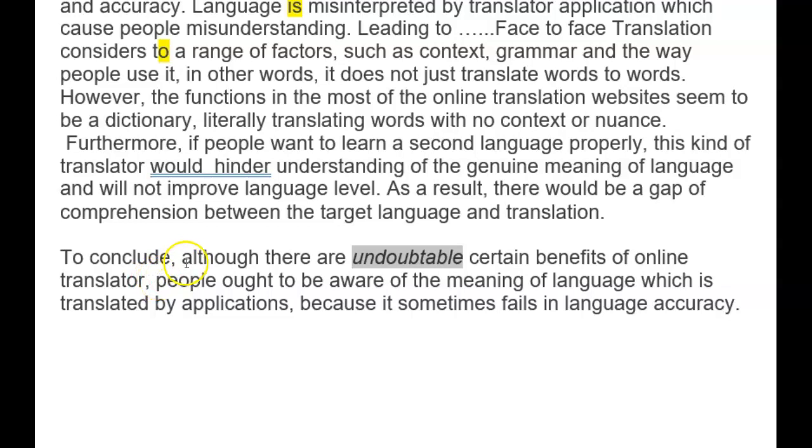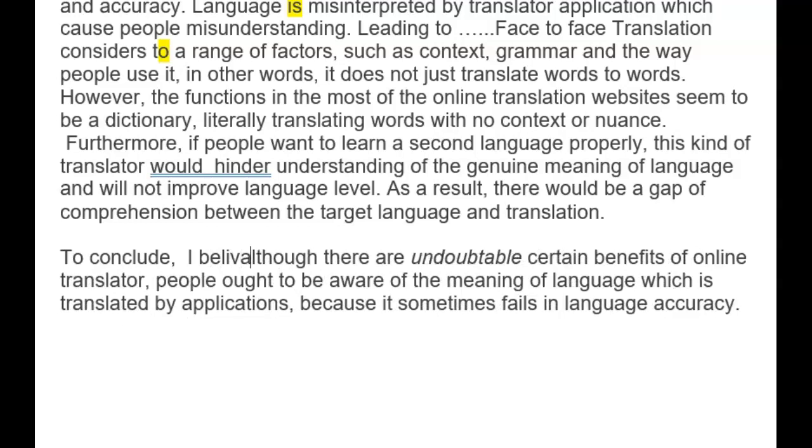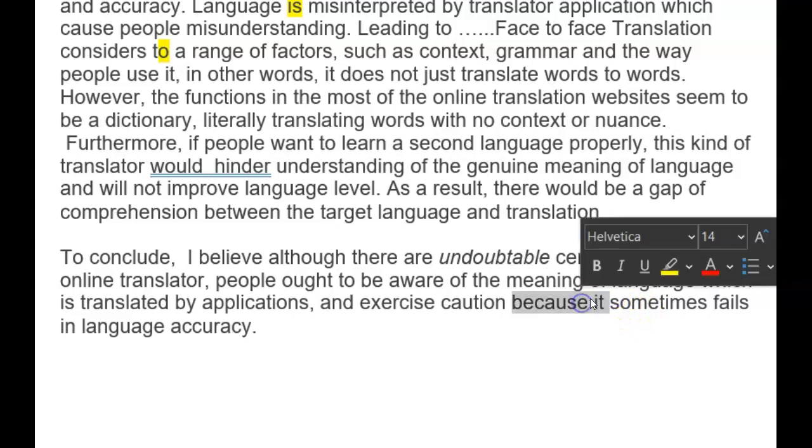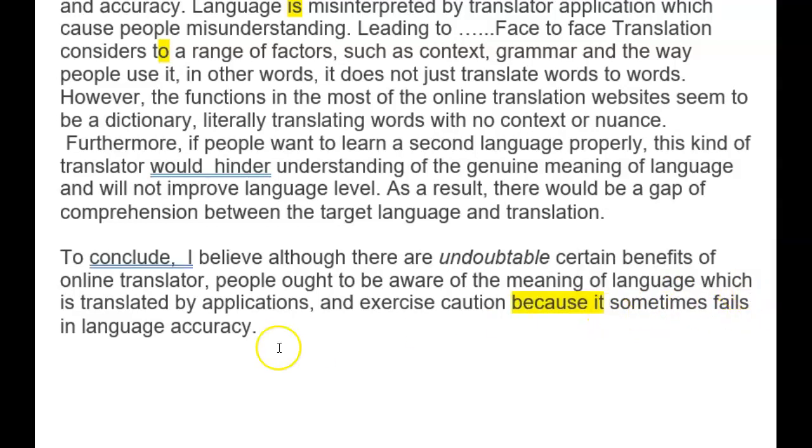I think you need your opinion here, I believe. Because the essay says, to what extent do you agree or disagree? So you need to give me your opinion here. I believe, although there are undoubtable benefits to online translations, people ought to be aware of the meaning. Yes, and exercise caution, which means we're just being careful, because the apps sometimes fail. They fail in language accuracy.